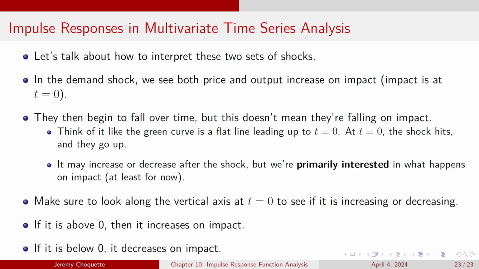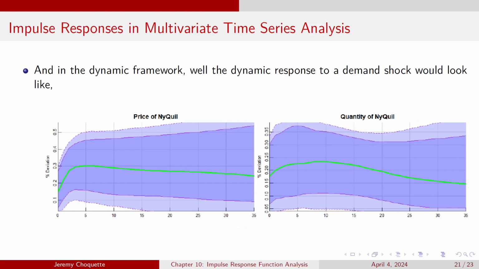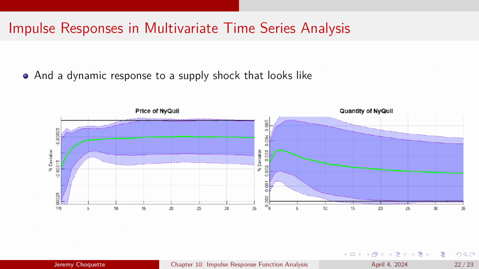Now, the behavior following the impact, maybe we'll talk about that a little bit later, but I'm primarily interested, hence what's in bold here, in what happens on impact. So quantity increases on impact here for the supply shock, and the price decreases on impact.